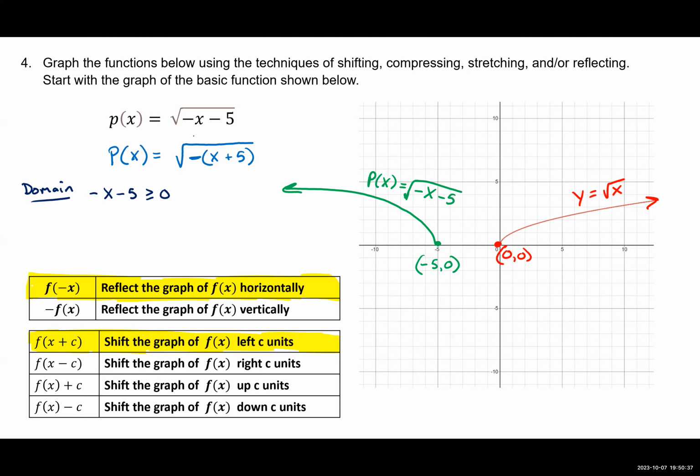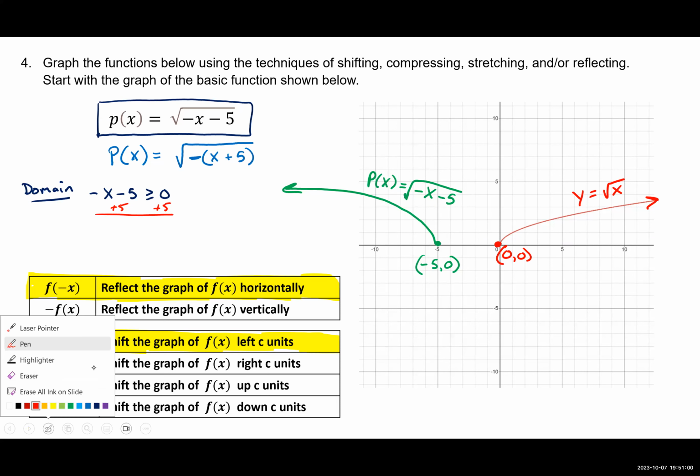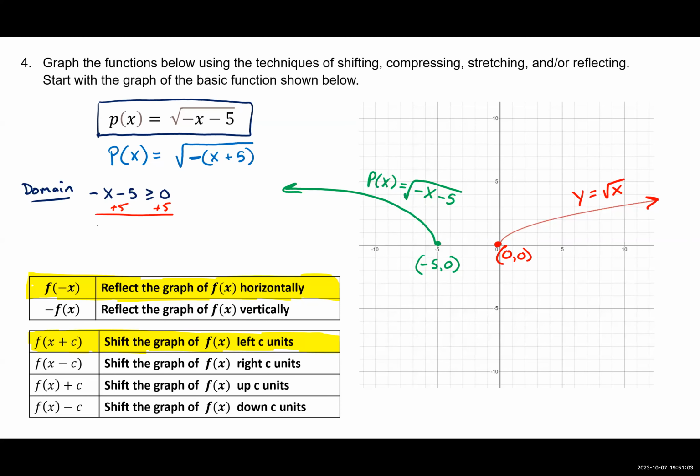So the original function, P of x, has a -x minus 5 under the square root. So the -x minus 5 has to be bigger than or equal to 0. Then we want to solve for x. Add 5 to both sides. If this doesn't look like a review at this point, you have to go back and watch one of my previous videos where we talk about the domain of a function, back in sections 1.1 and 1.2.